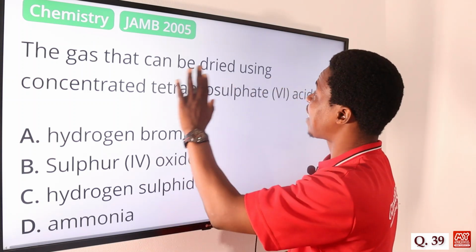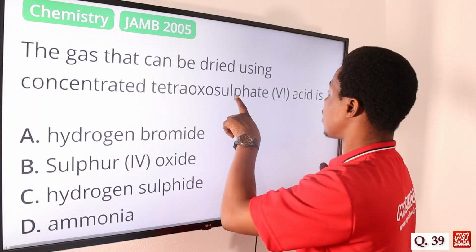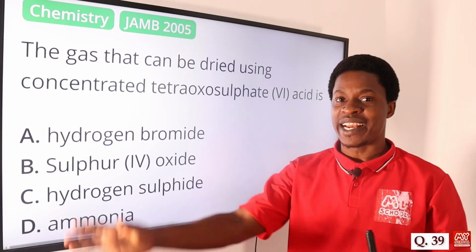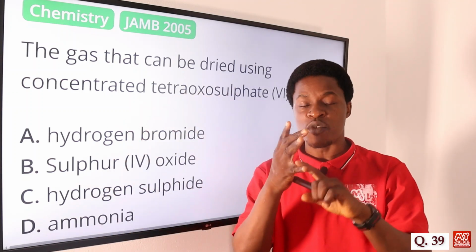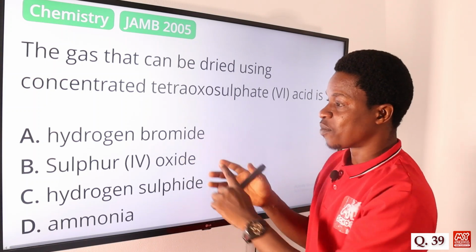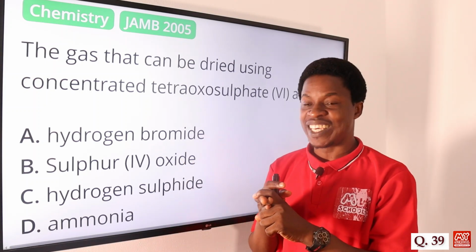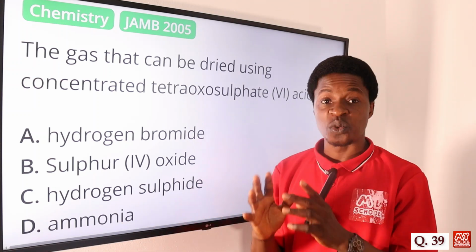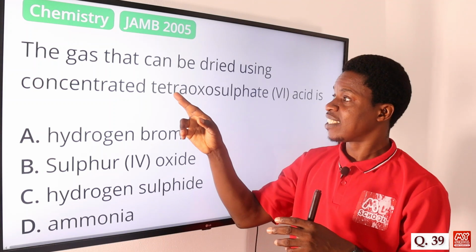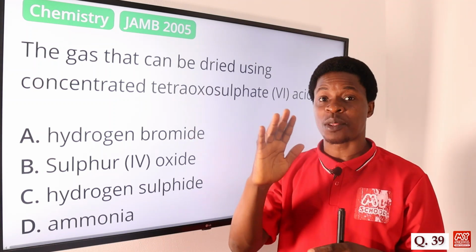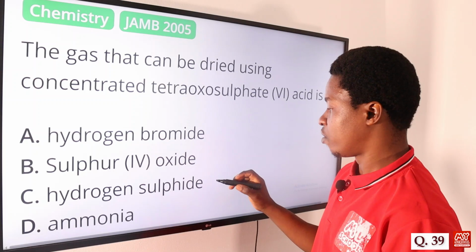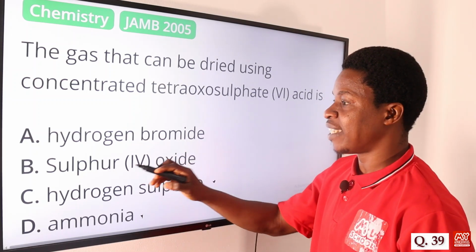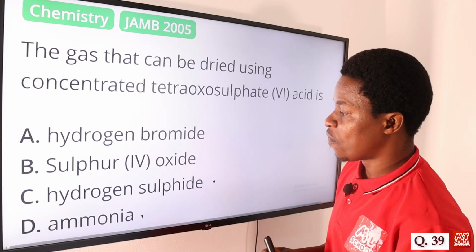Now the question says the gas that can be dried using concentrated tetraoxosulfate VI acid is what? Tetraoxosulfate VI acid can be used to dry all manner of gases apart from ammonia and as well as what? Hydrogen sulfide. Okay, hydrogen sulfide and ammonia are the two gases that conc H2SO4 cannot dry, but any other gas at all it can dry. So let's eliminate option C and option D.